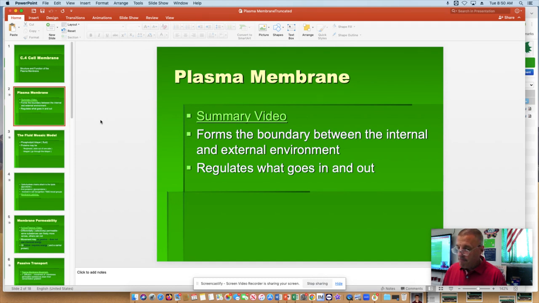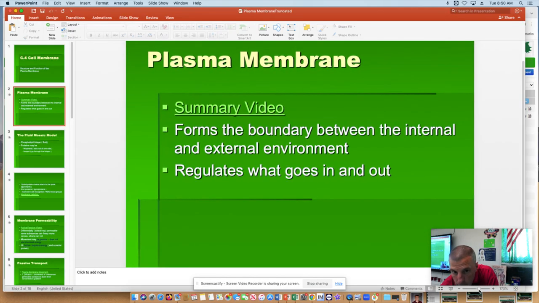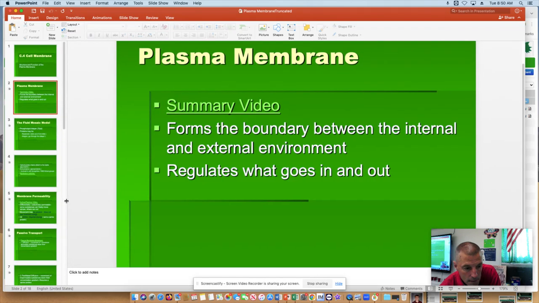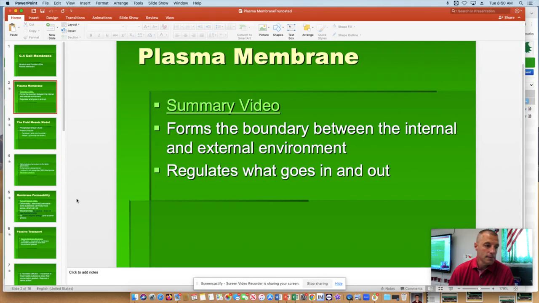It can't just be random as far as what goes in and out. It has to be specific to what those materials are and what the cell needs. And the diagram of that is something that's called the fluid mosaic model.